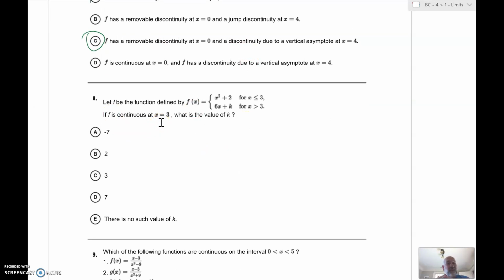Next one, we need to be continuous. So at x equals 3, we need these things to give us the same value. We've got one coming in at 3 and the other coming in on the other side of 3, and they need to touch at the same place. This is a parabola, that's going to be continuous everywhere else. This is going to be a line, same thing, but what's going to happen right there? We need them to match up. So let's see. The top one at x equals 3 gives you a value of 11. The bottom one gives you 18 plus k. So we need, whoops, that's an 11 right there, so we need k to be negative 7.